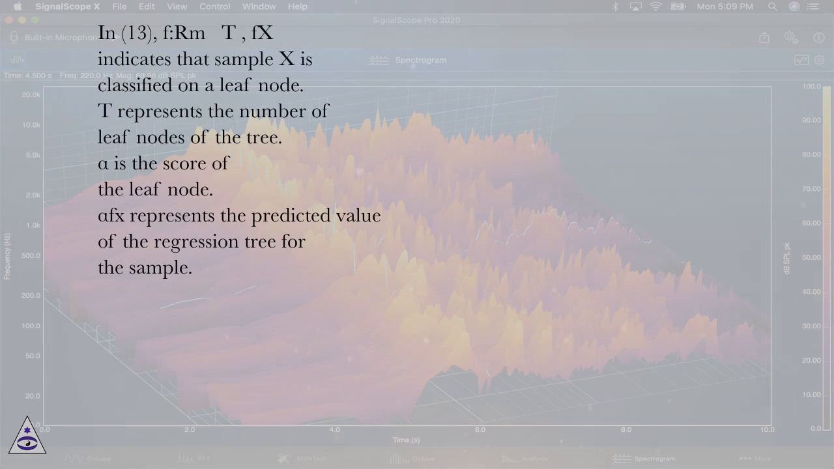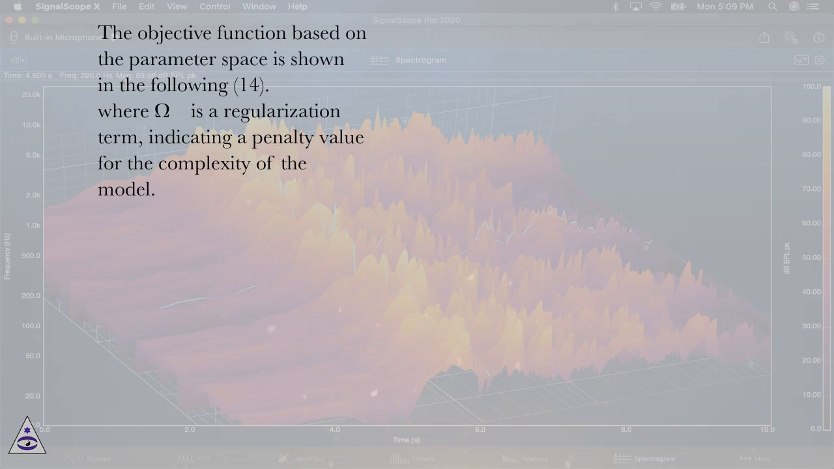As in Equation 13, f(x) indicates that sample x is classified on a leaf node. T represents the number of leaf nodes of the tree. Alpha is the score of the leaf node. Alpha f(x) represents the predicted value of the regression tree for the sample. The objective function based on the parameter space is shown in Equation 14.